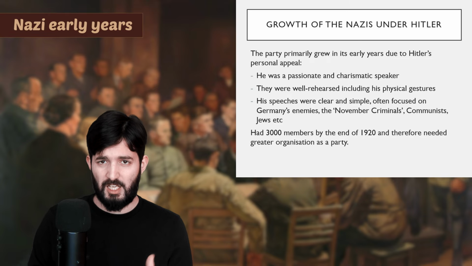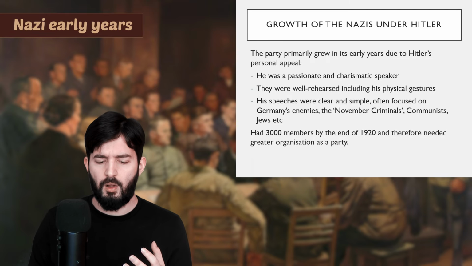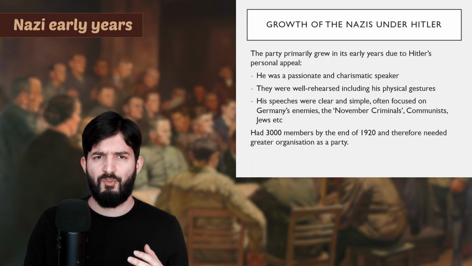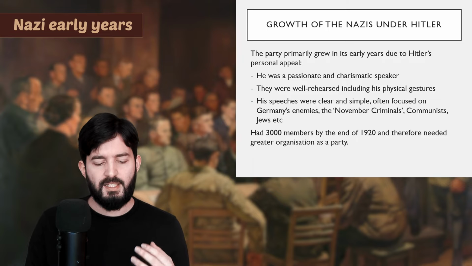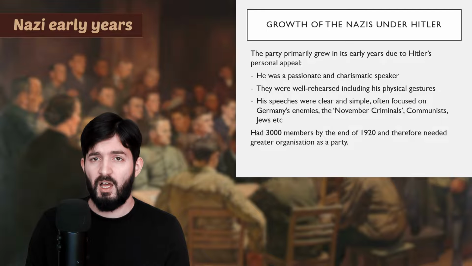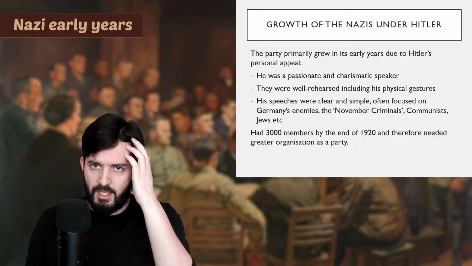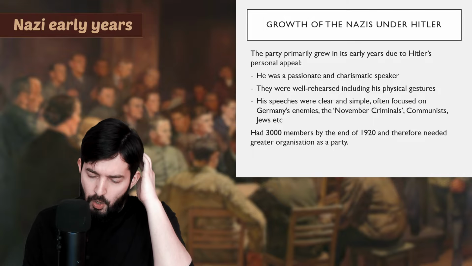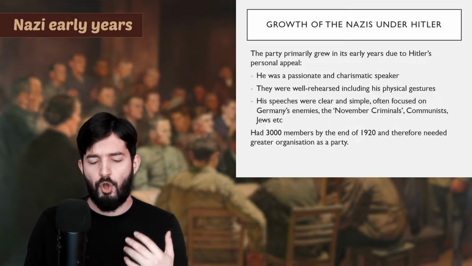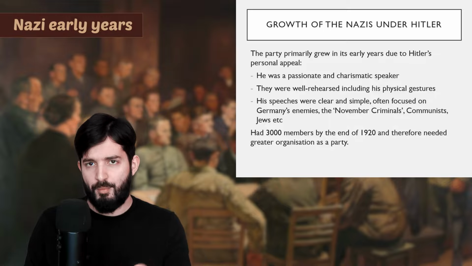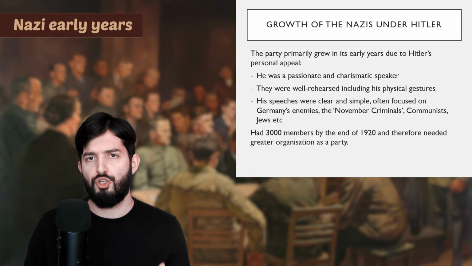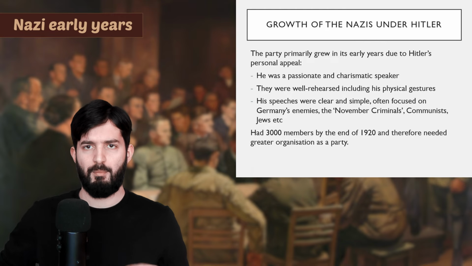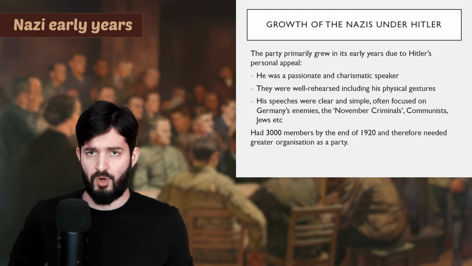He was also, in terms of his speaking style, really clear and very simple as well. So he wasn't explaining really complex ideas and processes and economics and whatnot. He tended to have just very simple messages. In particular, they often were quite negative and targeted Germany's enemies. So he'd often focus on the same common themes. So the November criminals, e.g. the politicians who betrayed Germany in the First World War, communists, Jews, all these different people who Hitler believed were involved in this great conspiracy against Germany.